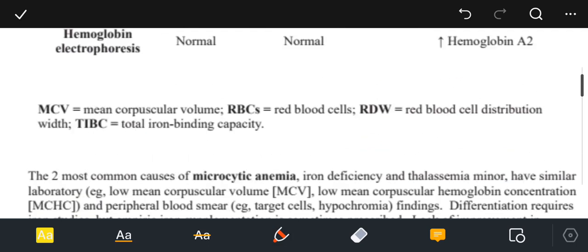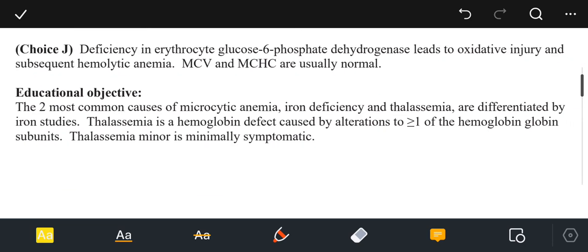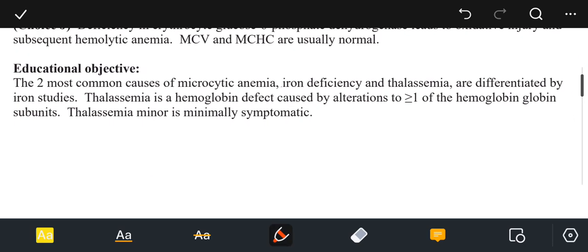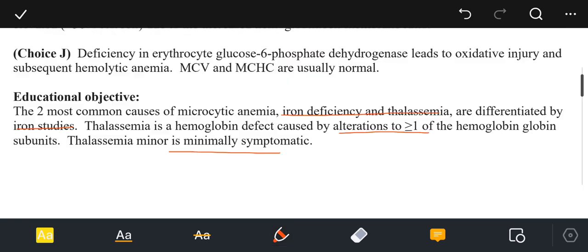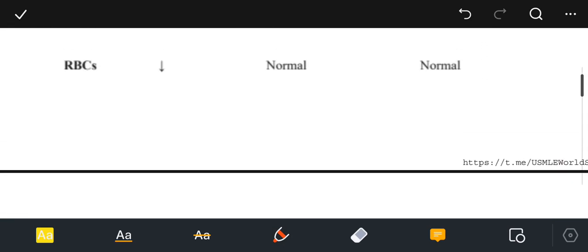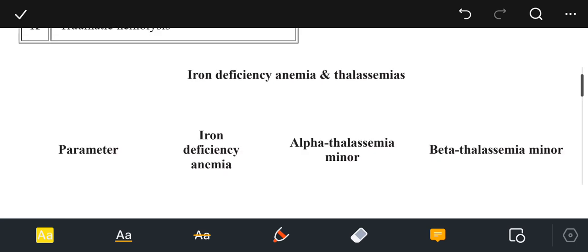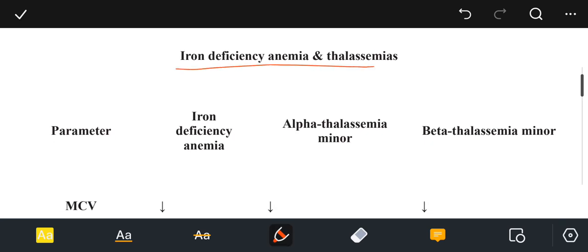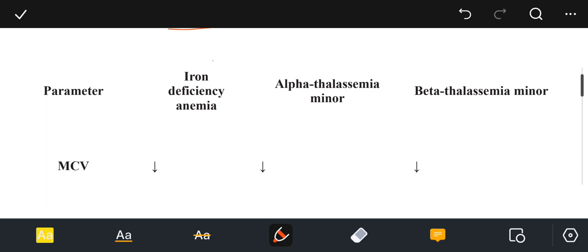Educational objective of this question states that the two most common causes of microcytic anemia are iron deficiency anemia and thalassemia, which are differentiated by iron studies. Thalassemia is a hemoglobin defect caused by alteration of one or more of the globin subunits. Thalassemia minor is minimally symptomatic. Now let's see this table. This table is about iron deficiency anemia and thalassemias. First we will talk about iron deficiency anemia, then alpha thalassemia minor and beta thalassemia minor.